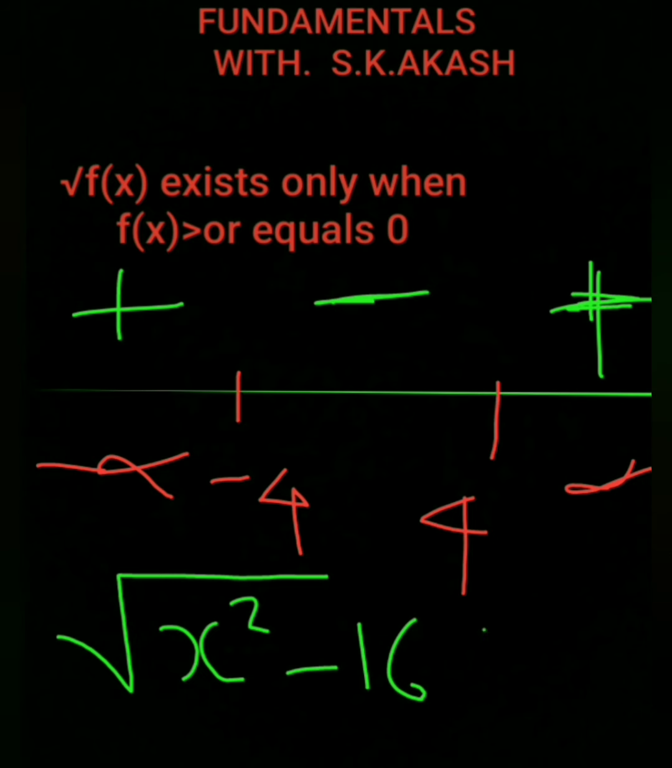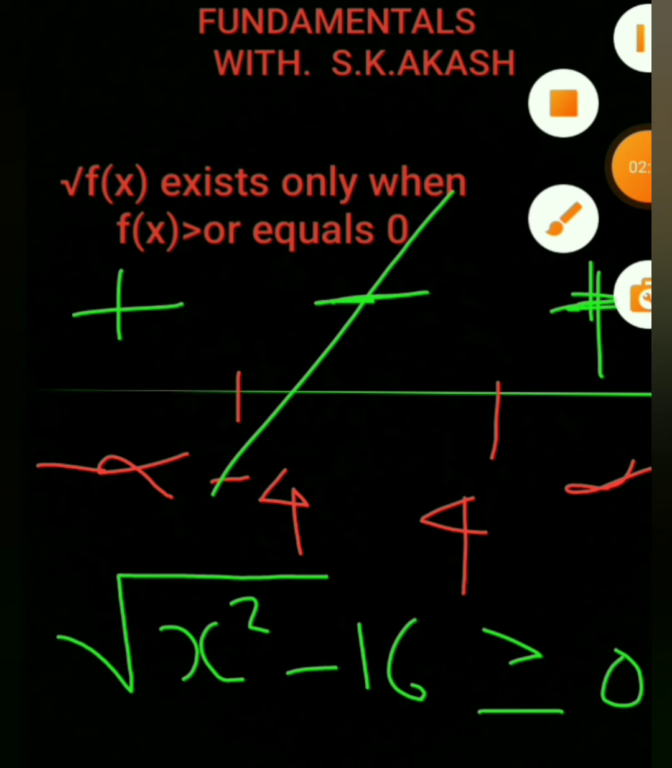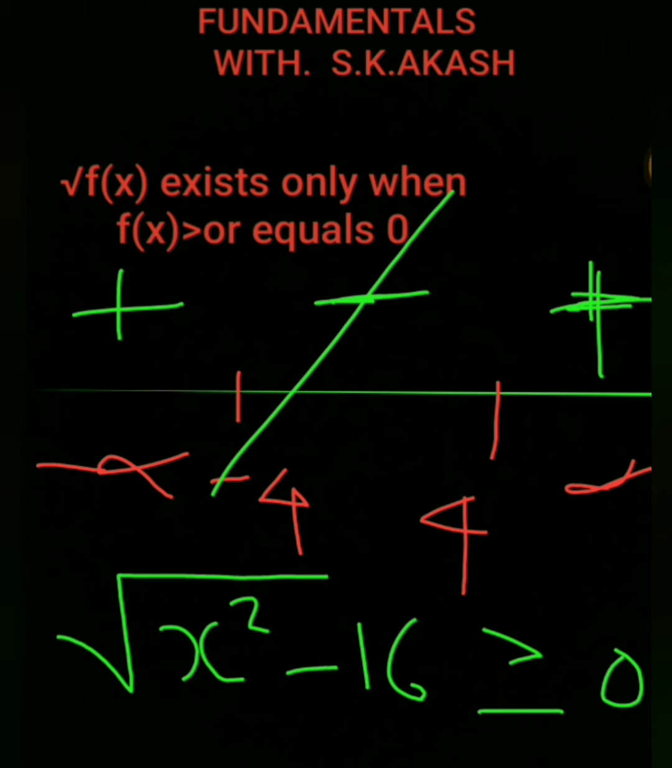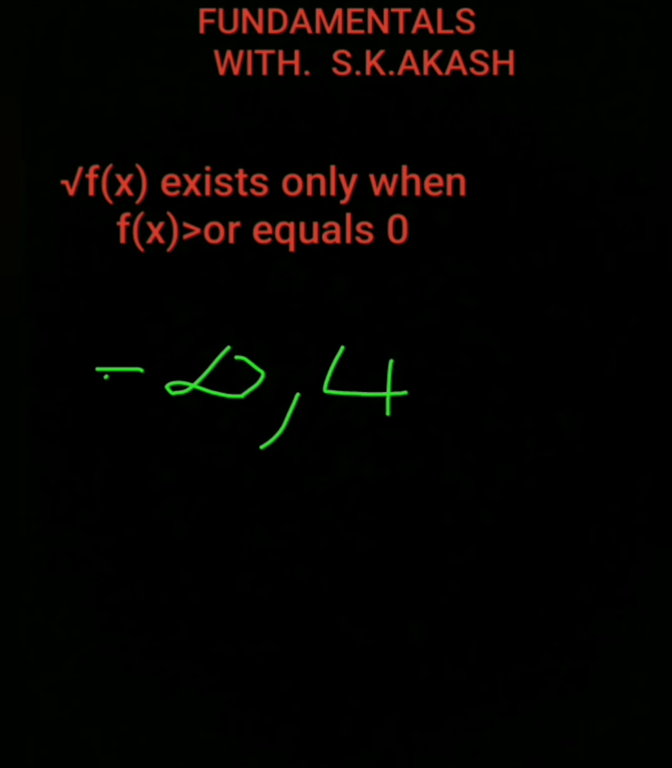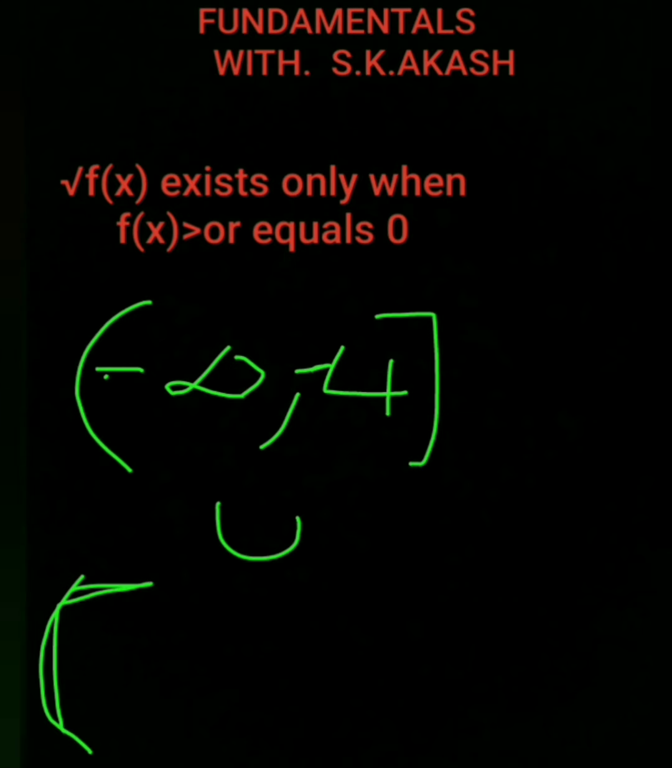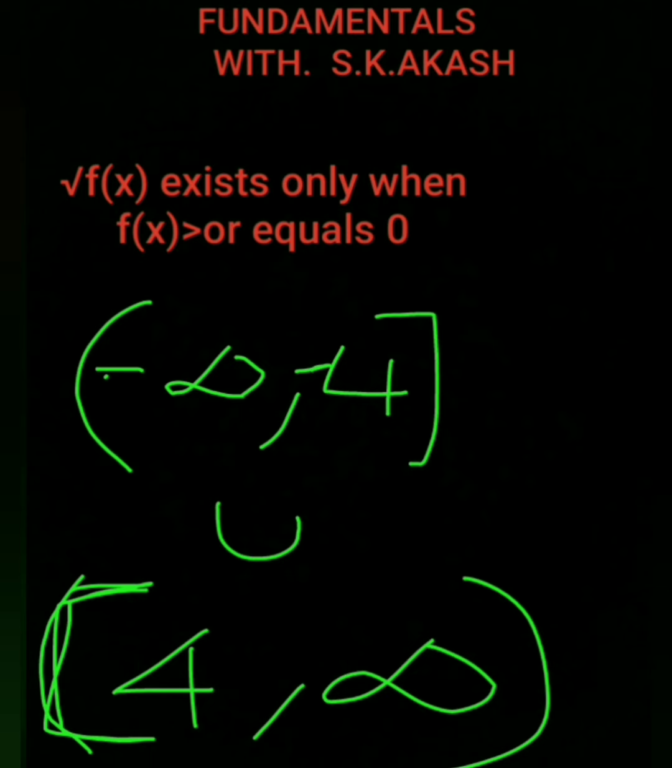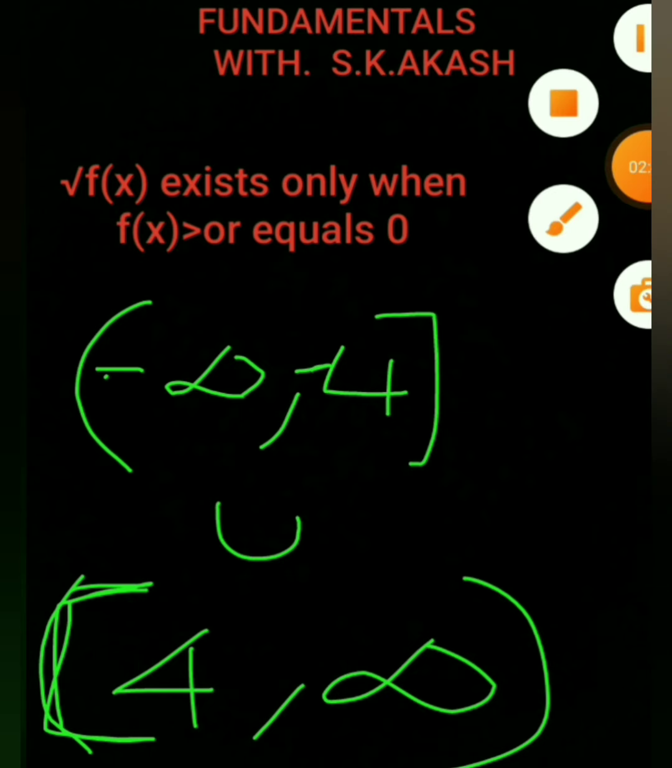So again, consider the equation root of x square minus 16, greater than or equal to 0. We already studied that the root will take only positive values, so we can neglect minus 4 to plus 4. So the answer for this question will be minus infinity comma minus 4, union, square bracket of 4 comma infinity. It is the answer. It is a very important fundamental.